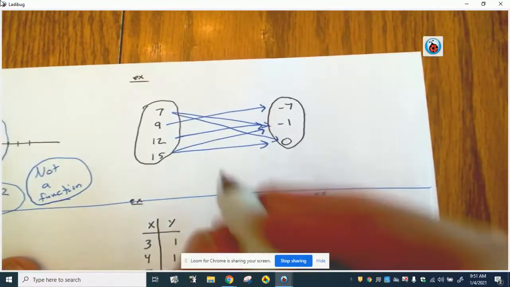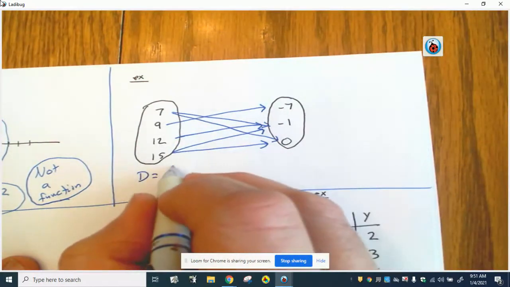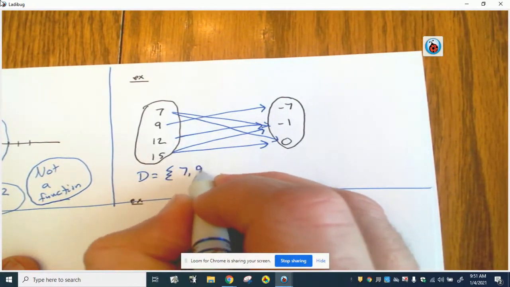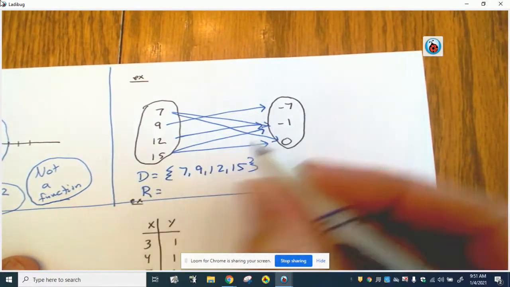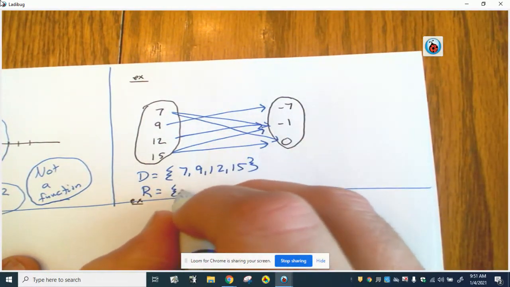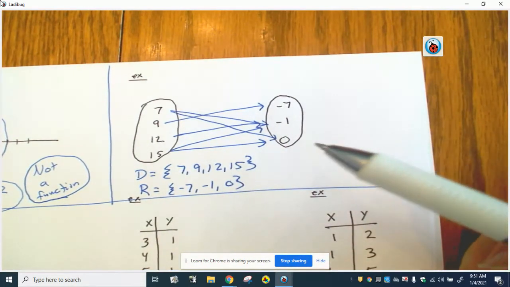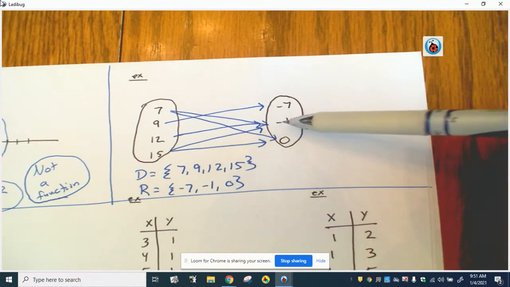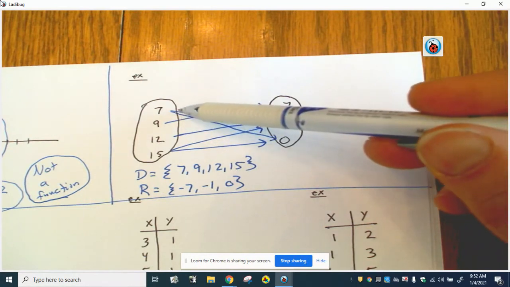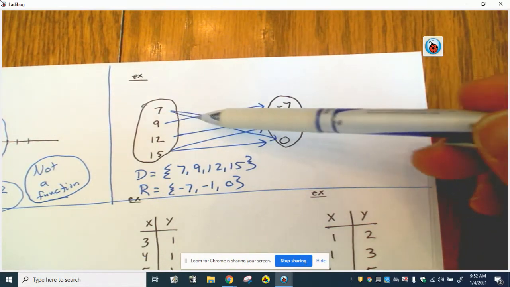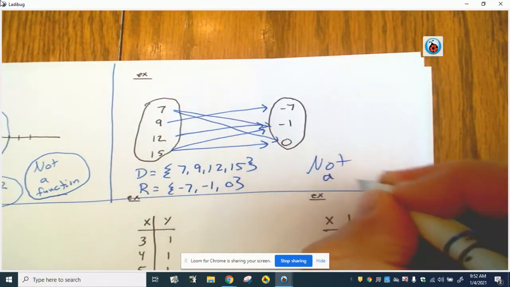Okay? Again, another example. My domain, this one's just a set of points. Pretty easy to write them. My x's are just 7, 9, 12, and 15. So we just list those set of points. My range would be just -7, -1, and 0. And then the question is this a function? Well, we have multiple arrows going to -1 and we have multiple arrows going to 0. That's okay. But you're not allowed to have two arrows leaving the same input going to different values. So this one would not be a function.